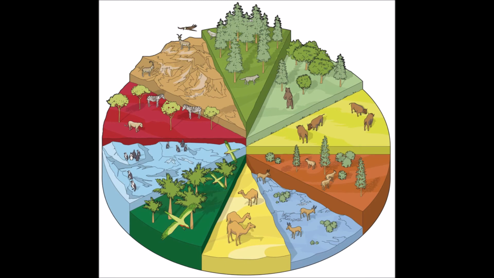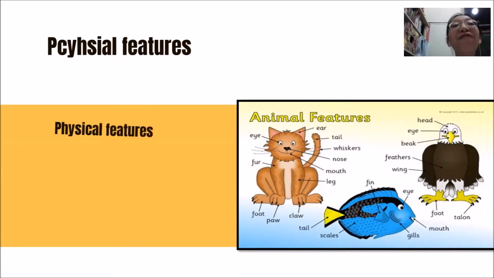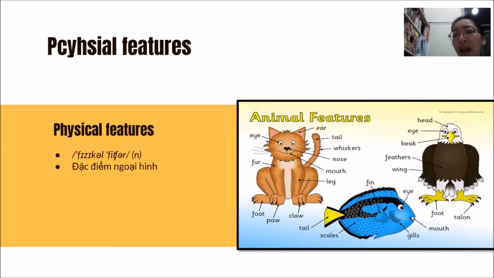You can see in the picture, the habitat of humans, of animals, can be ocean, forest, desert, or grassland. Physical features. Another point for Team Prince. Physical features in Vietnamese means đặc điểm ngoại hình.